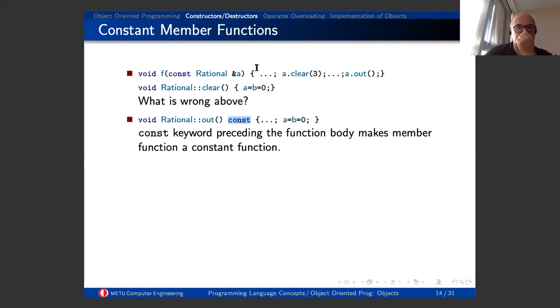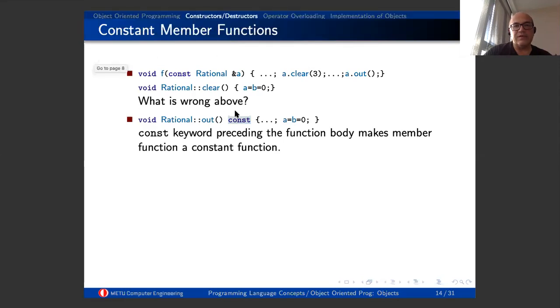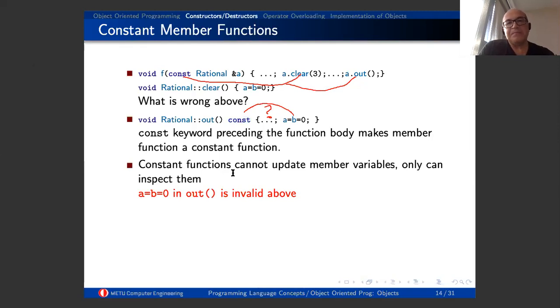But this is, of course, a contradiction, because you are actually modifying. There's a contradiction between this keyword and the assignments you use here. And same here, we have a const and you are using clear and out. That means clear and out are supposed to be const member functions. So you tell that I'm going to inspect only the variables. I'm not going to change them. And if there is a const object, you can only use these const member functions.